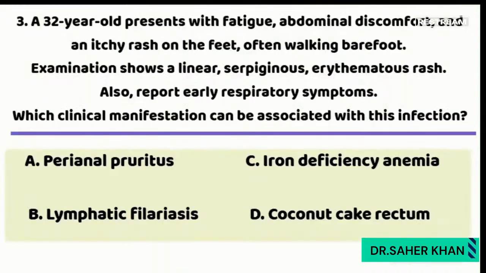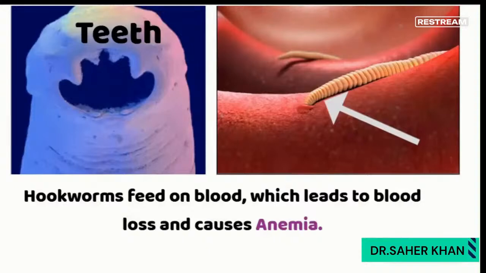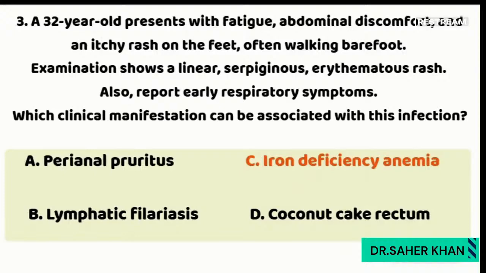But this question isn't direct, right? They are asking clinical features associated with this infection. So let's learn more about this hookworm. As the name suggests, hookworms have hook-like teeth in their mouth, which they use to attach to the human intestine. And they perforate the mucosa, leading to internal bleeding. And over time, this chronic blood loss results in iron deficiency anemia. So the correct answer here is iron deficiency anemia.